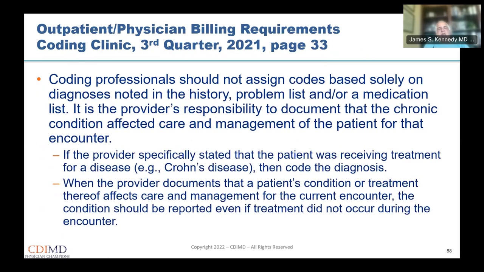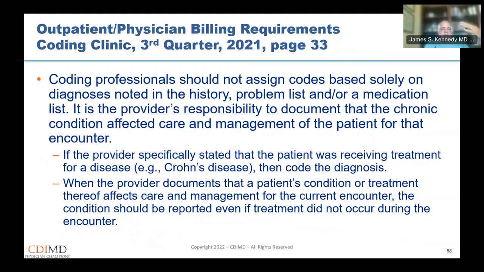This was re-emphasized in the Coding Clinic third quarter 2021, that just because a patient is receiving a drug for a condition, or it's in a problem list or a history, the physician has to state that the drug is being used to treat the condition, such as insulin is being used to treat diabetes, or steroids are being used to treat Crohn's disease.